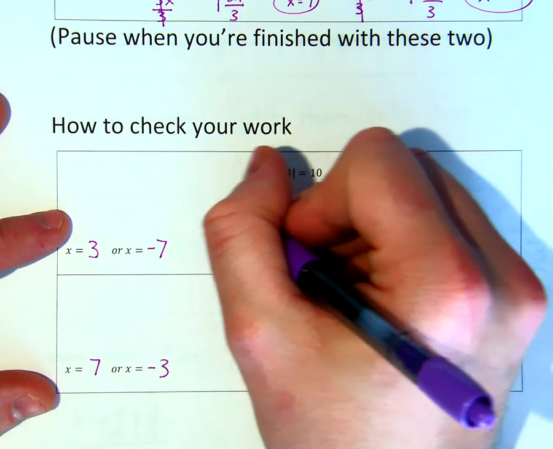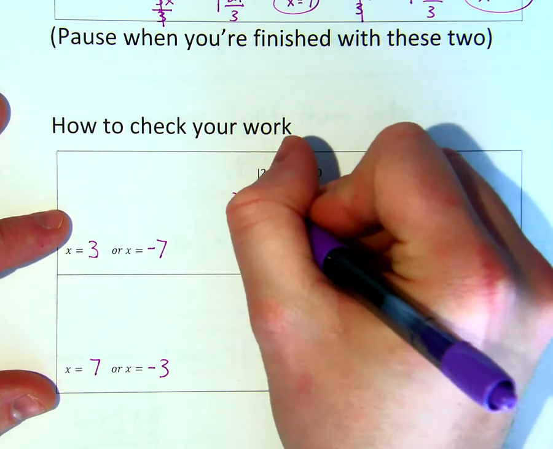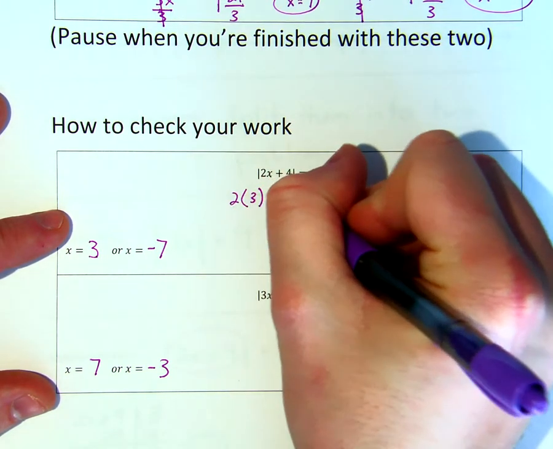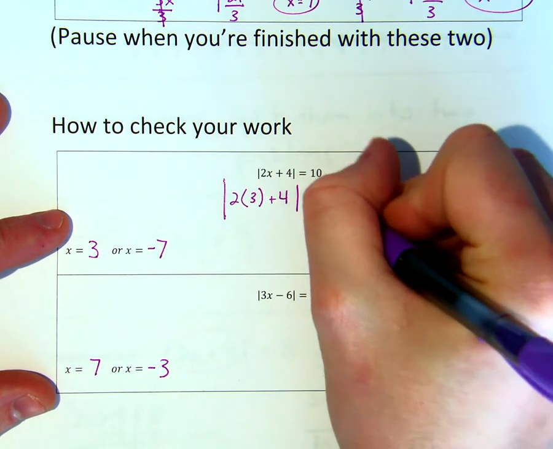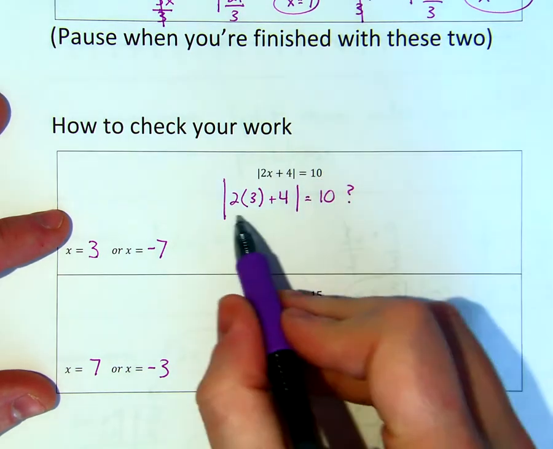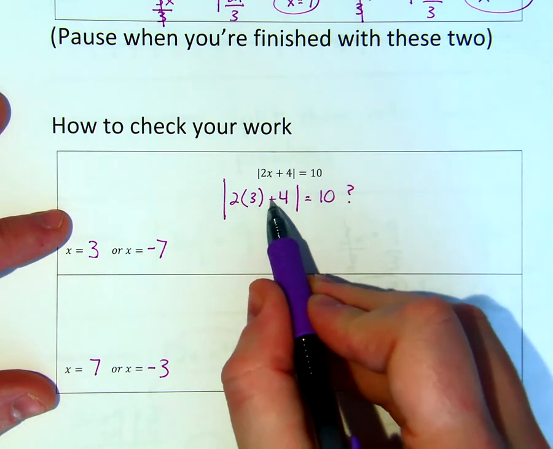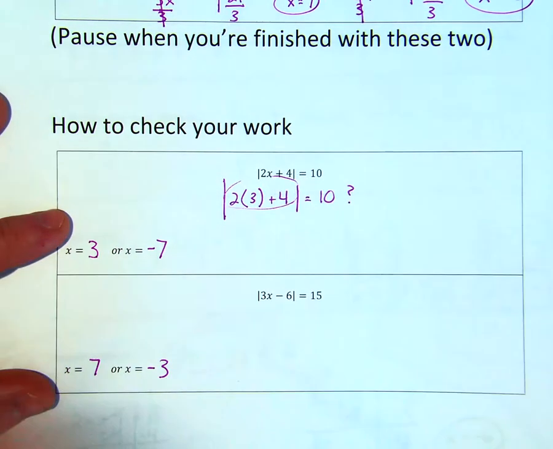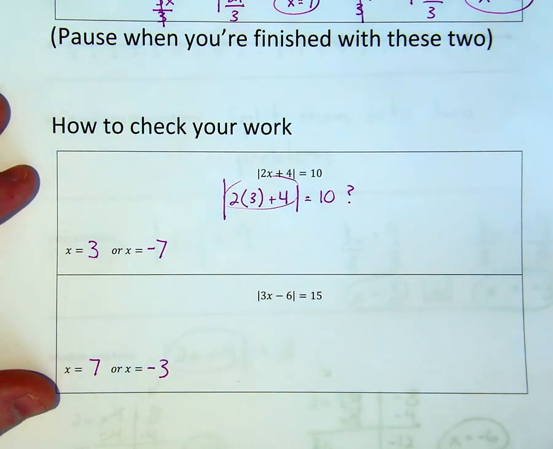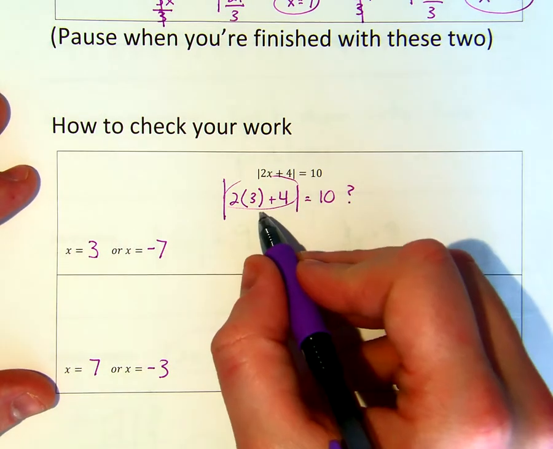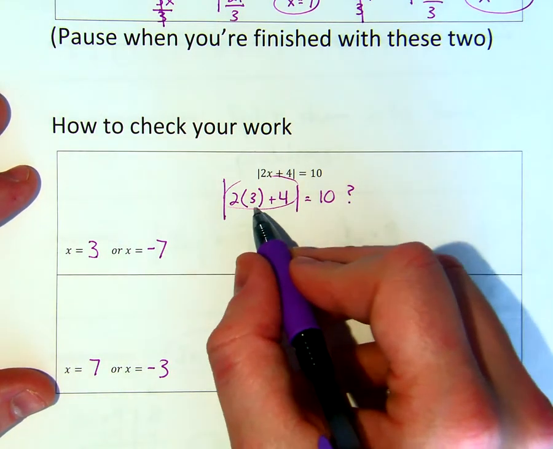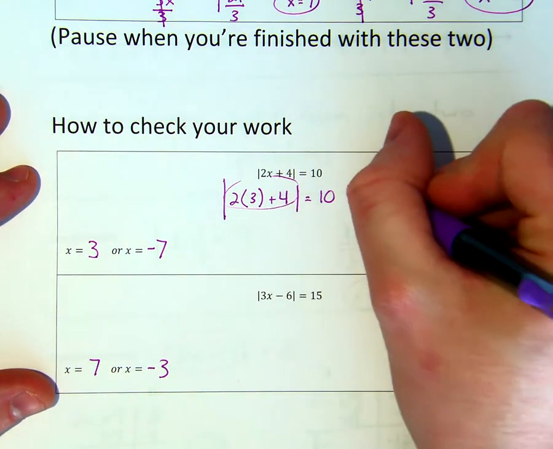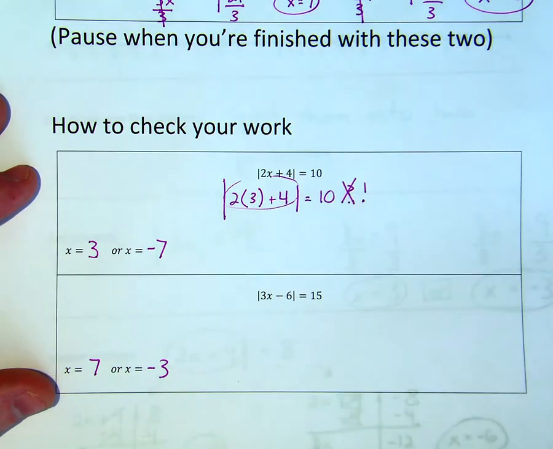If you were to plug 3 in for x, you would end up with this. Absolute value of 2 times 3 plus 4 equals 10. And you can just take this middle part and plug it into a calculator in one shot as long as you remember the parentheses. You would come up with the number 10, and remember the absolute value of 10 equals 10. So this one is correct.